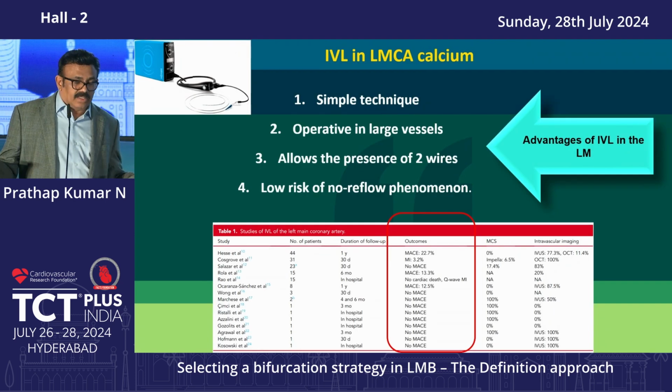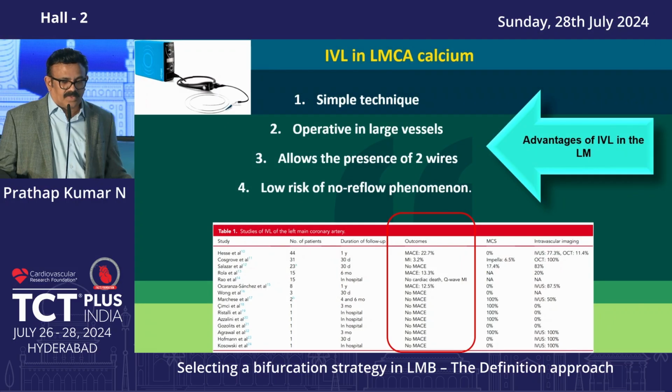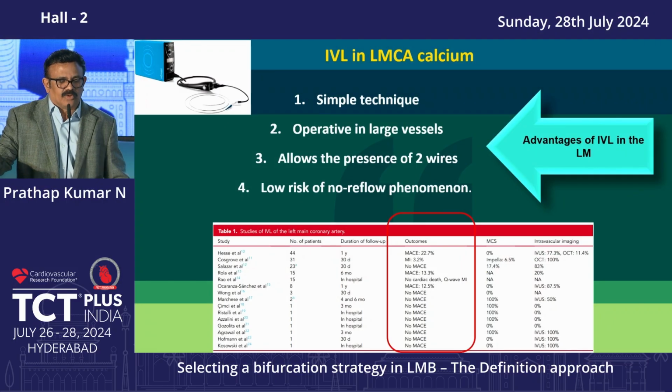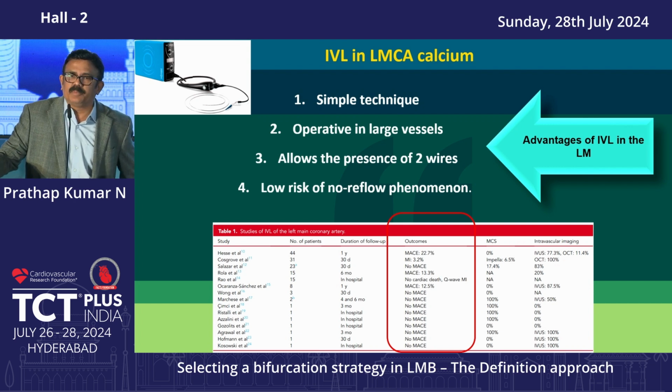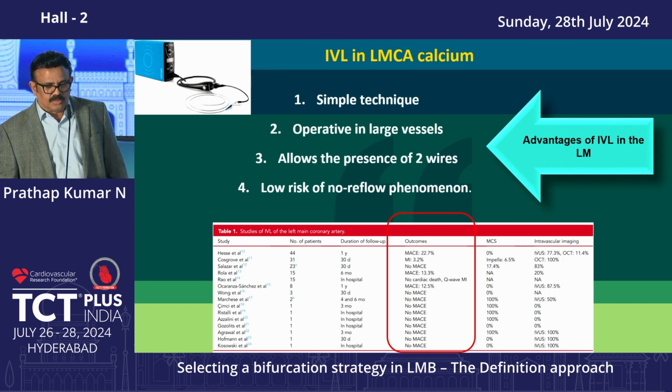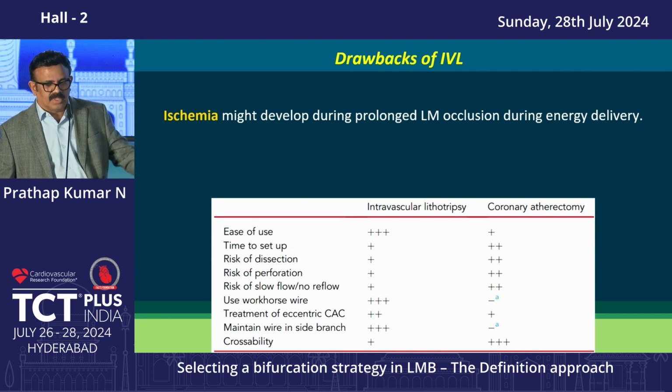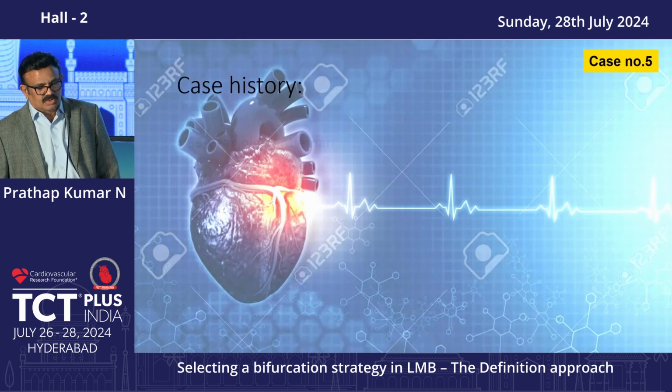Can I do IVL? There is an ostial disease in this OM. IVL in LMCA disease is a simple technique. Advantage is actually operative in large vessels, allows the presence of 2 wires, a low risk of no reflow phenomenon. What are the drawbacks of IVL? Definitely when you keep a long time, there can be ischemia created. So this is a case.